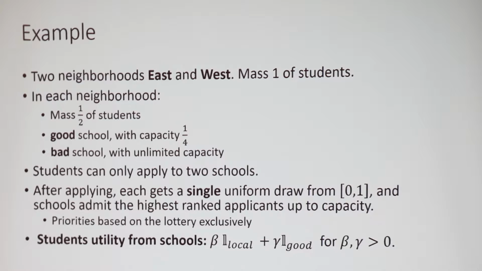Why did I tell you that there are neighborhoods? Because students' preferences depend on where they live. What students want is not to have a big commute, so they prefer a local school, and they prefer a good school. But I'm not going to tell you which one is more important.